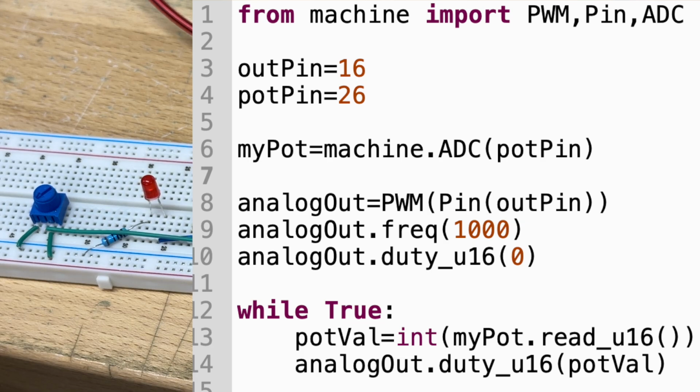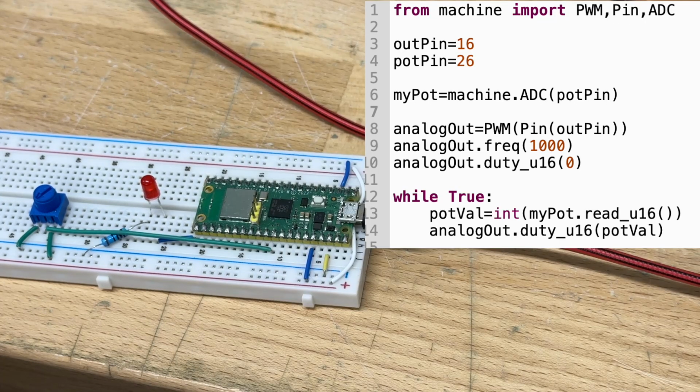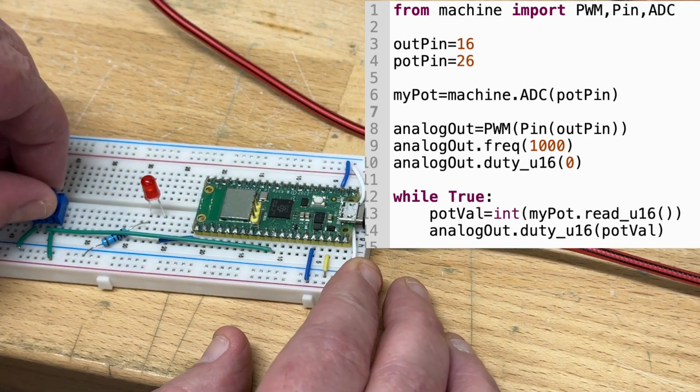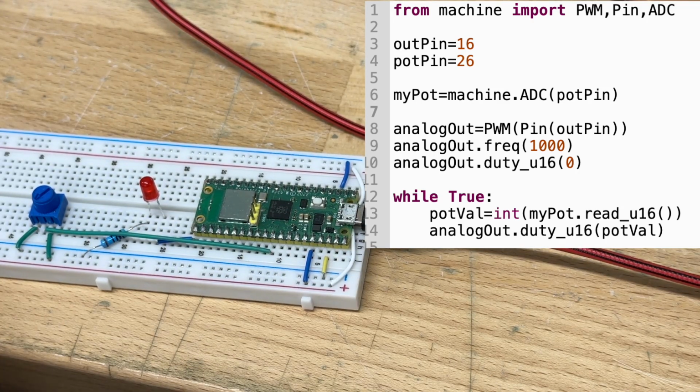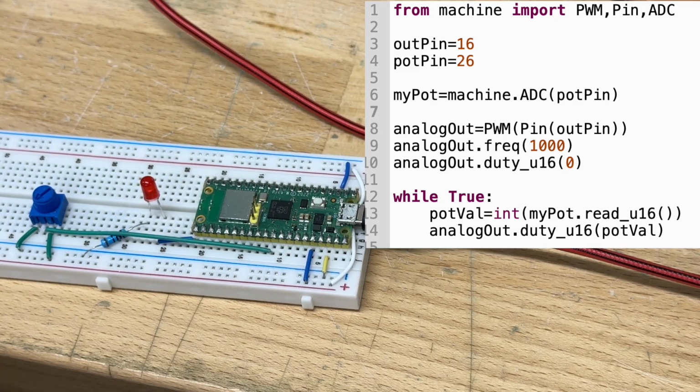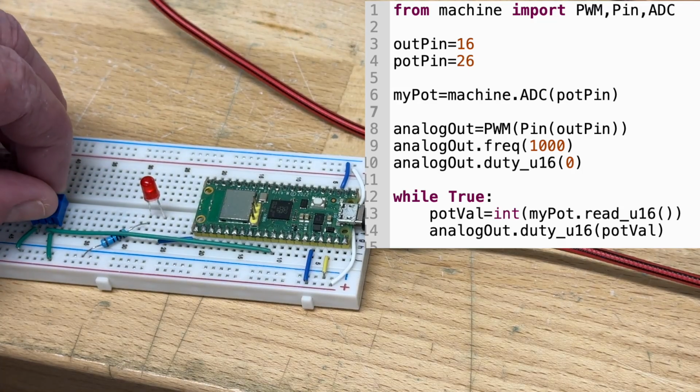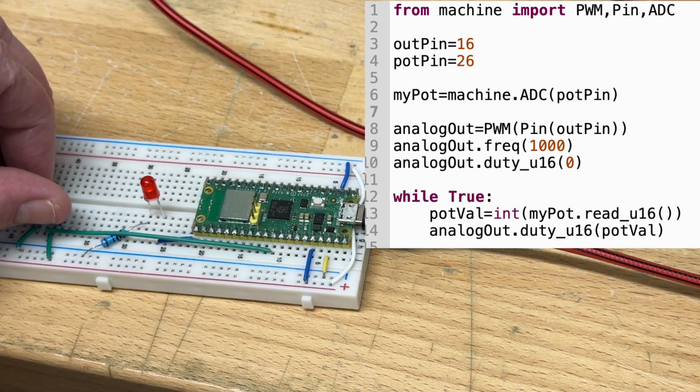I'm going to go ahead and upload this code. Well, first, another requirement for this exercise is fully left, LED off, fully right, LED fully on. So let's go ahead and run the code. And we are fully left. And we are going to slowly increase.